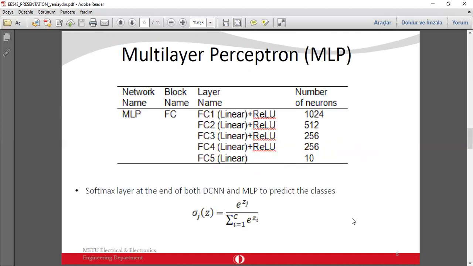As for the multilayer perceptron, 5 fully connected layers are utilized, and in the first 4 fully connected layers, the ReLU activation function is utilized for the same purposes again. And at the end, we have 10 neurons to predict one of the classes again. Also a softmax layer at the end of both DCNN and MLP is utilized, and the softmax formulation is given for prediction at the softmax layer.